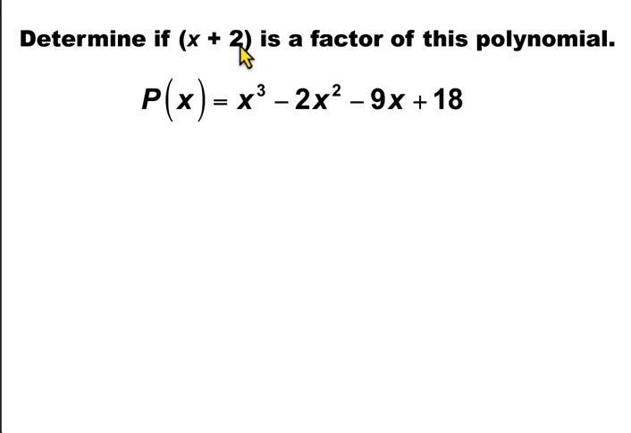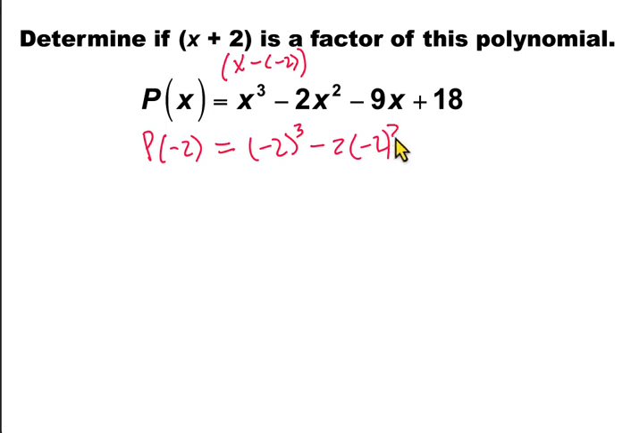To see if x plus 2 is a factor of this polynomial, we plug in the numerical value into the polynomial. But make sure the factor is written in the form x minus a. This is not written in this form, so we rewrite it as x minus negative 2, and we plug in the negative 2 into the polynomial. So we get p of negative 2 equals negative 2 cubed minus 2 times negative 2 squared minus 9 times negative 2 plus 18.